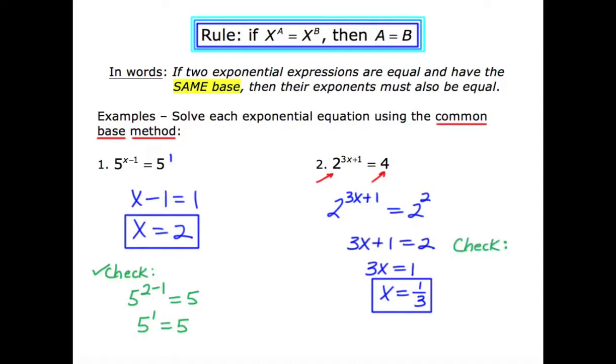Plugging 1/3 into the original problem, we end up getting 2 to the power of 3 times 1/3 plus 1 equals 4. 3 times 1/3 is 1, and 1 plus 1 is 2. And 2 squared, of course, equals 4, so this answer also checks out. Let's move to the next slide.